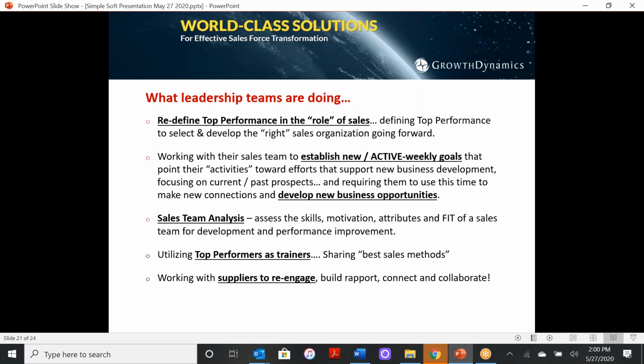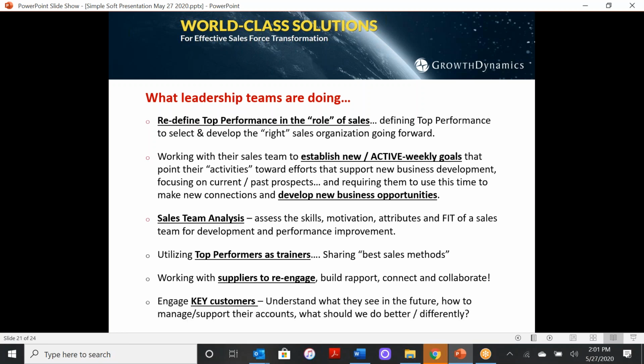And then working with suppliers and your customers to re-engage, build rapport, and connect. Getting your sales team to make sure that on a weekly basis they're reaching out to their existing customers and just connecting with them. How's this week going? What's going on? Anything major changed? What can I do to help you? And really having the empathy to realize that the customer is going through many of the challenges that we are, and they're struggling as well. So being there is really crucial.